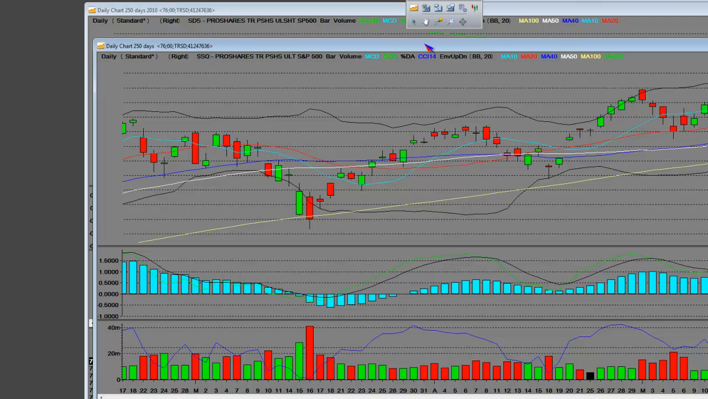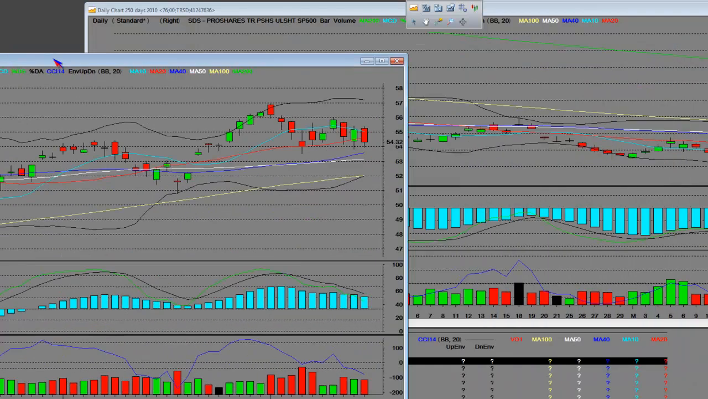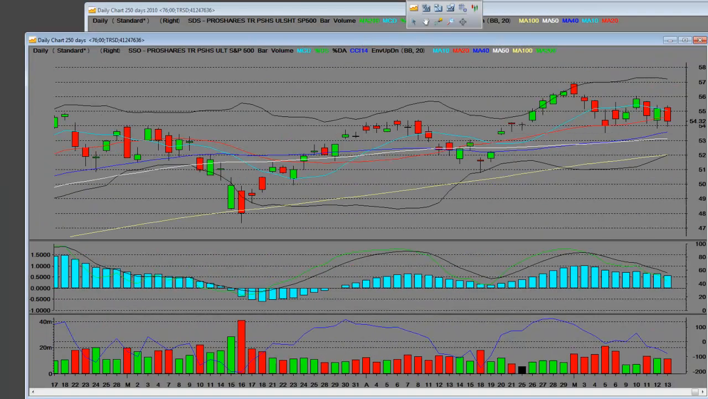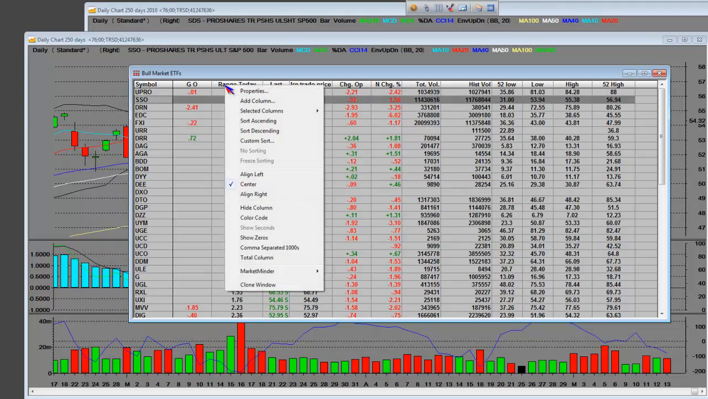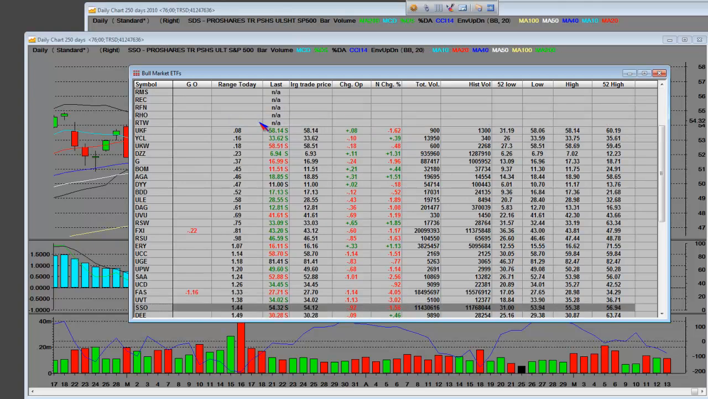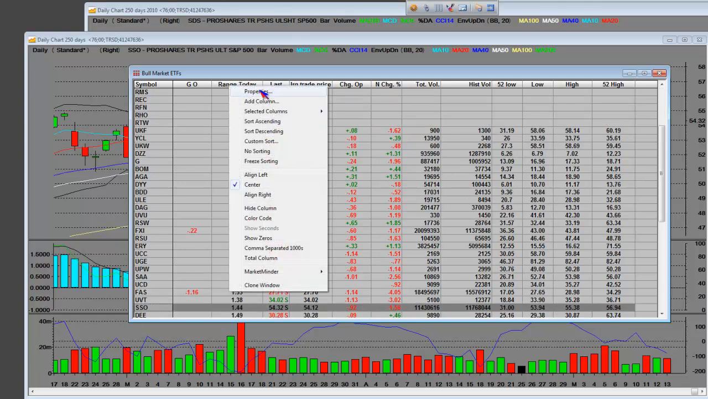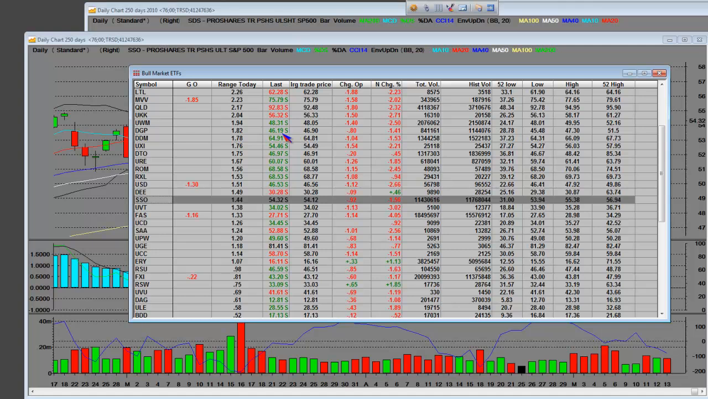One of the reasons is that the volume on them works quite well. And the ranges on them, like here on the SSO, this is the bull. This range here is $1.44. Okay? Range, select, sort ascending. No, I can't do that. Today's range descending. There we go.